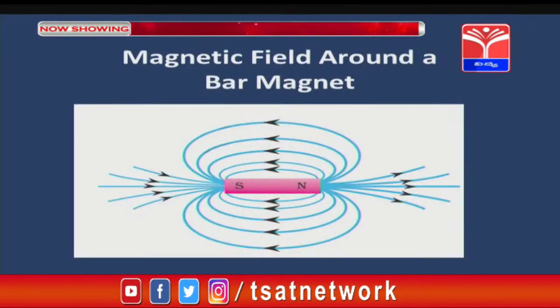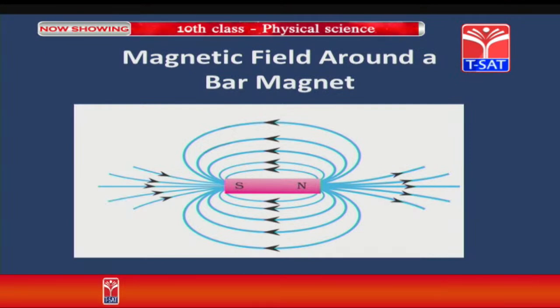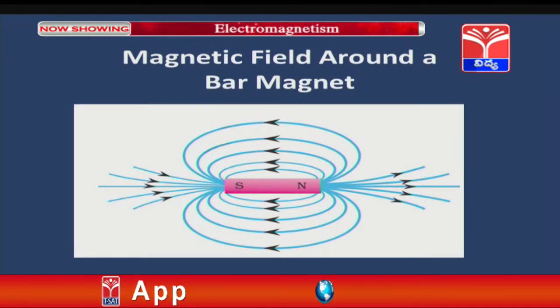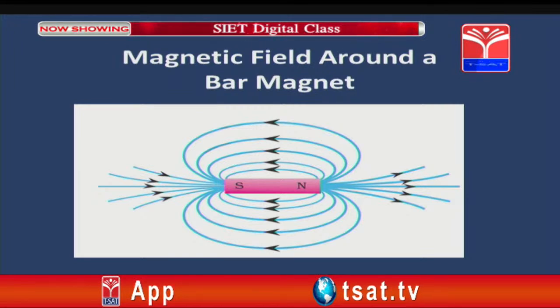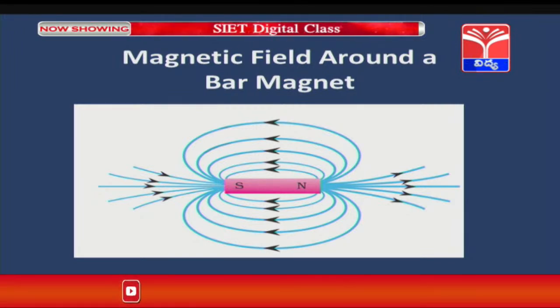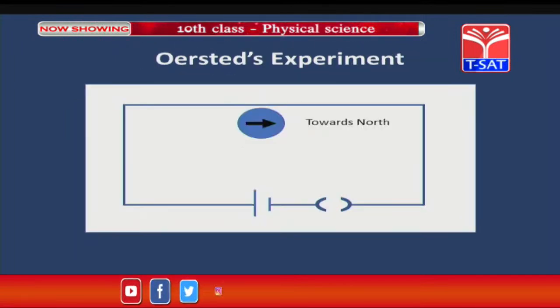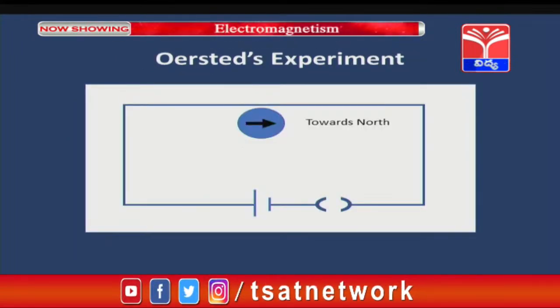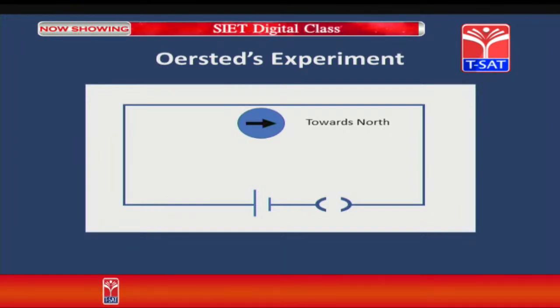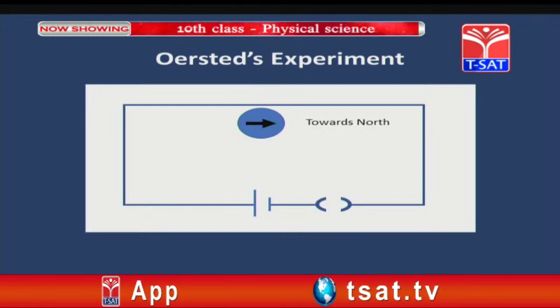The magnetic field around a bar magnet will be from north pole towards south pole, and the magnetic field inside the bar magnet will be from south pole to north pole. The Oersted experiment. From the Oersted experiment, it is found that the current carrying wire produces magnetic field, and this magnetic field will deflect the compass.